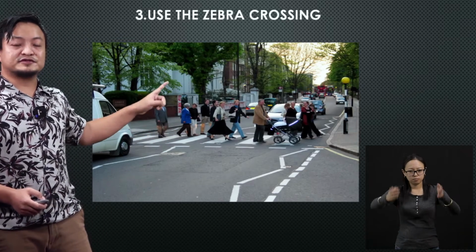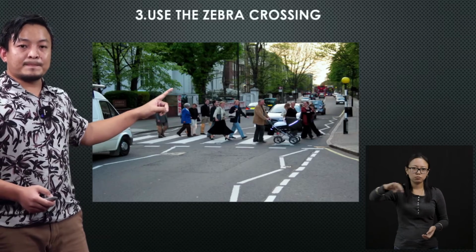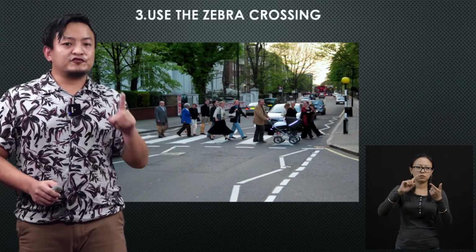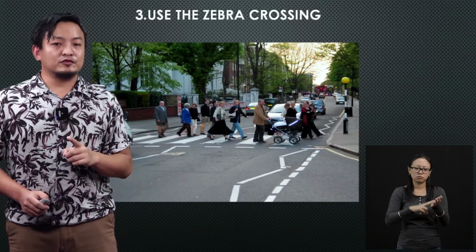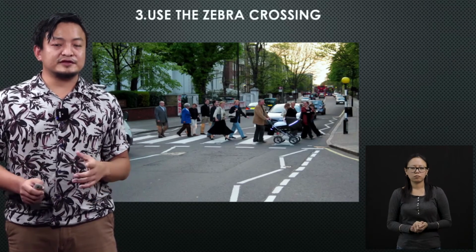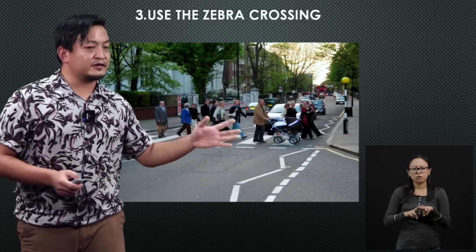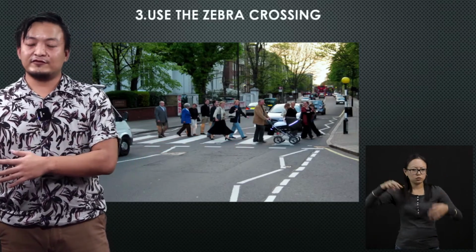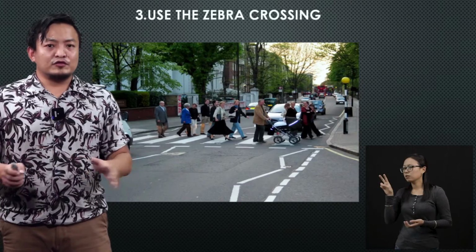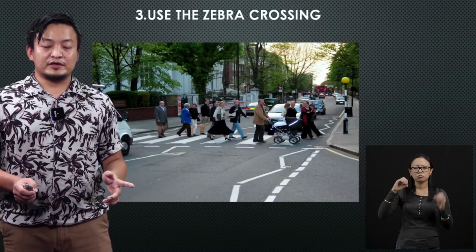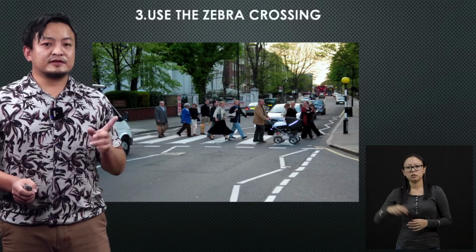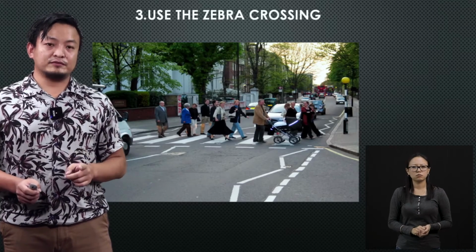So remember, use the zebra crossing. Students, if you have to cross the road, what you can do is look to the right, look to the left, and if you don't see any car, you can cross. Okay? So students, we should be very careful.